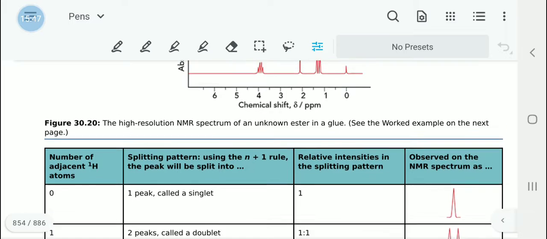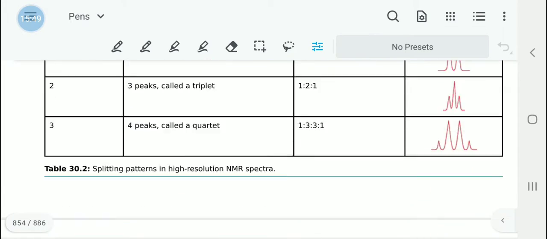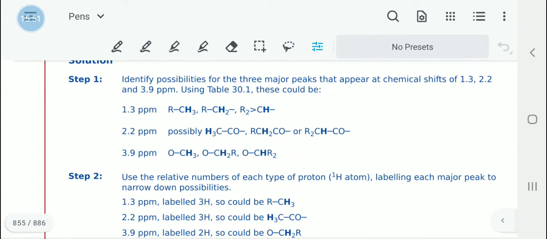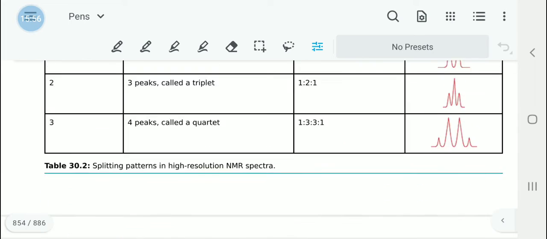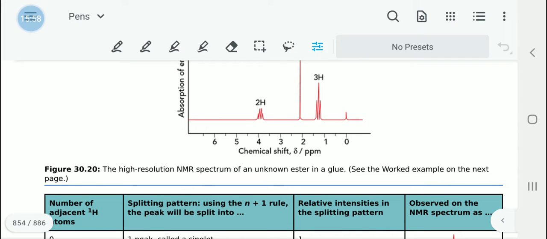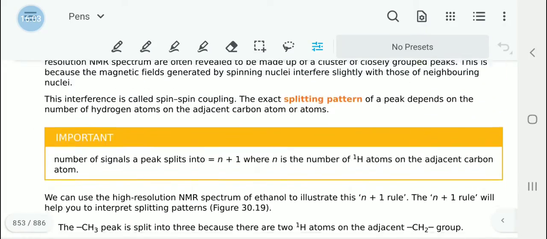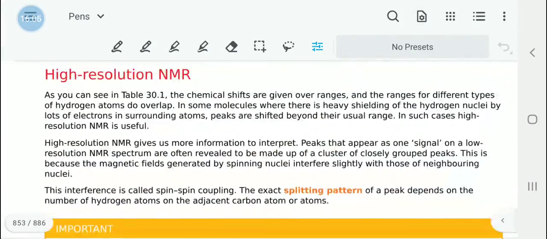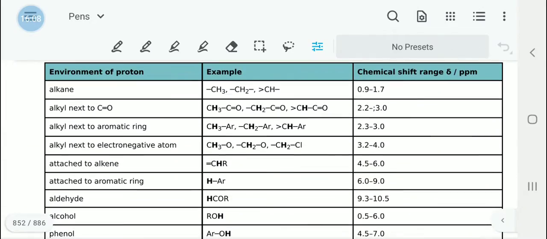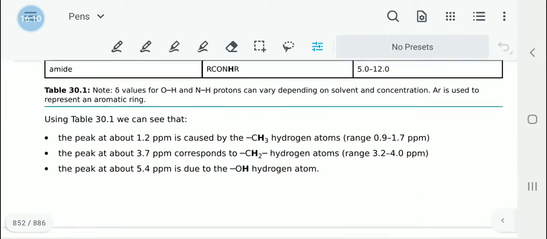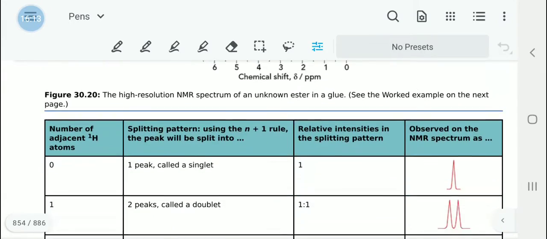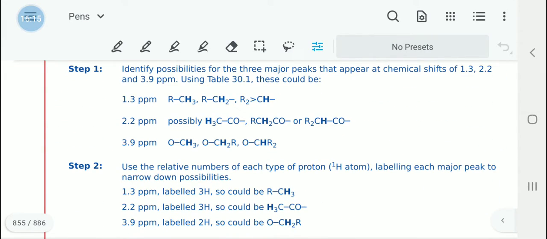Then we go to the next one, which is going to be 2.2. Then the possibilities are H3CCO, RCH2CO, or R2CHCO. Then we have another peak at around 3.9. We find out using this table what it is, and then we write all the possibilities. That is OCH3, OCH2R, then OHR2.